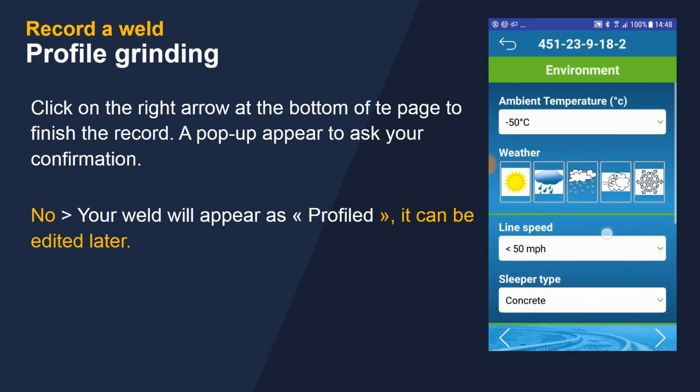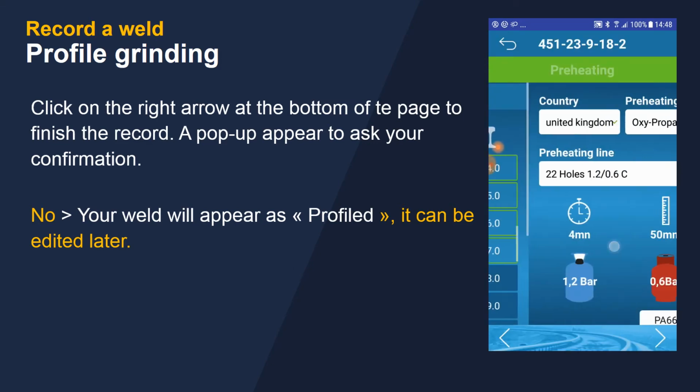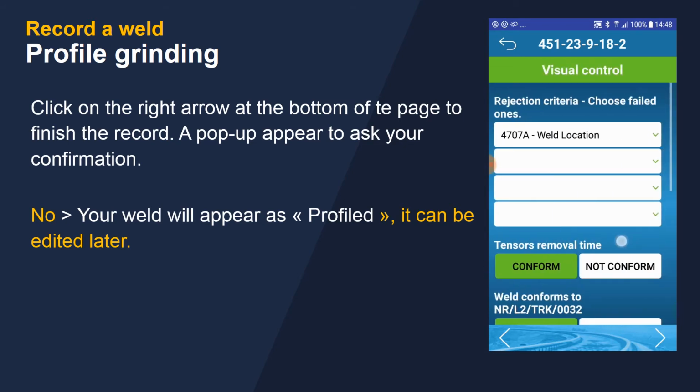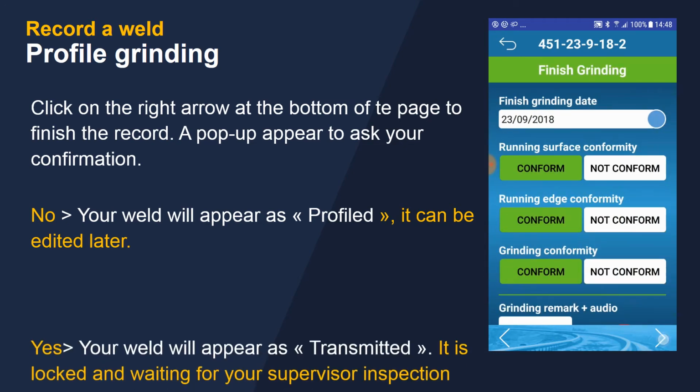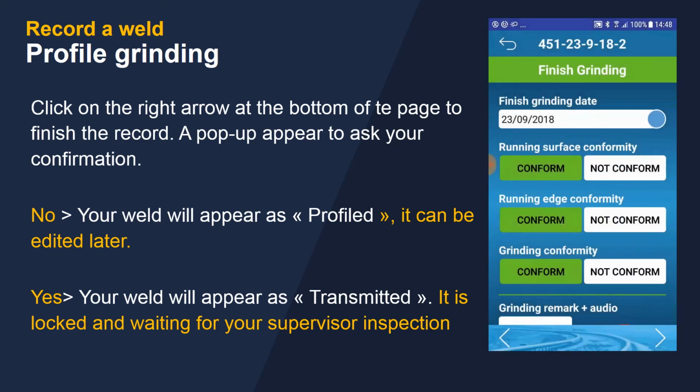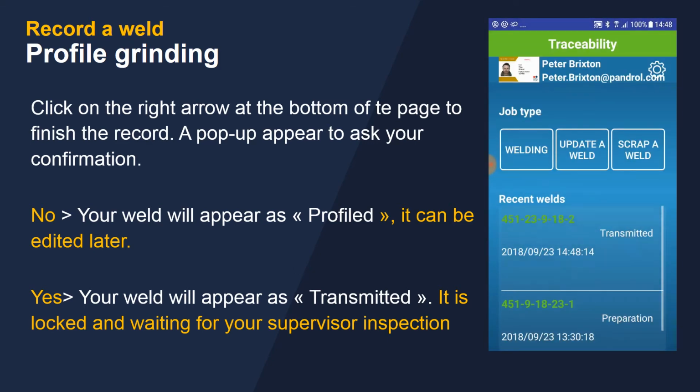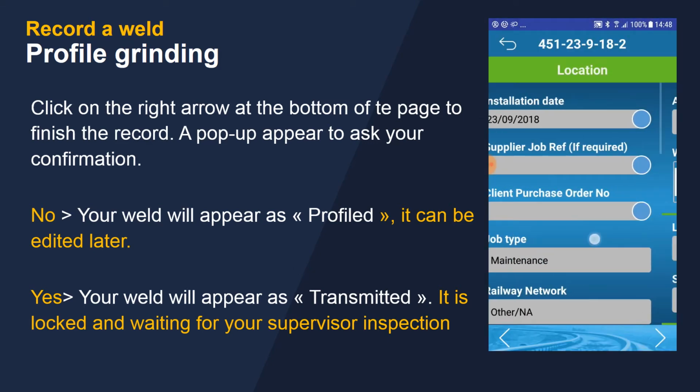The weld appears as Profile Grinding. It can be modified later. Choose this option if you have not completely filled the report. If you click Yes, you will also return to the main menu, and the weld appears as transmitted. It is locked and waiting for your supervisor's inspection.